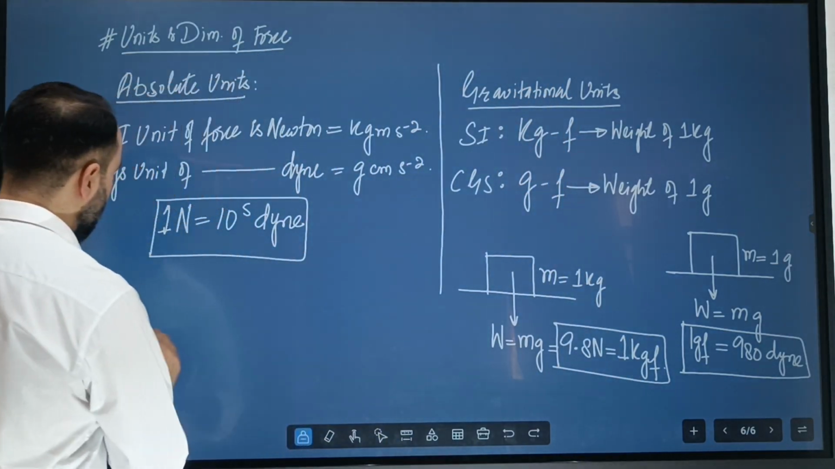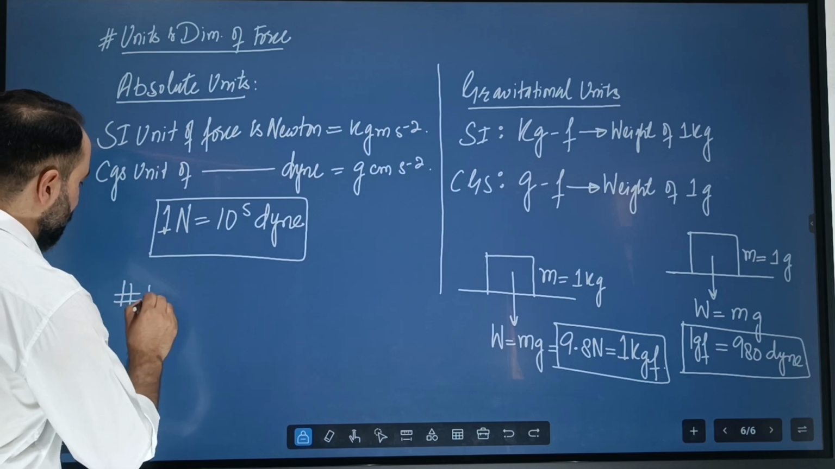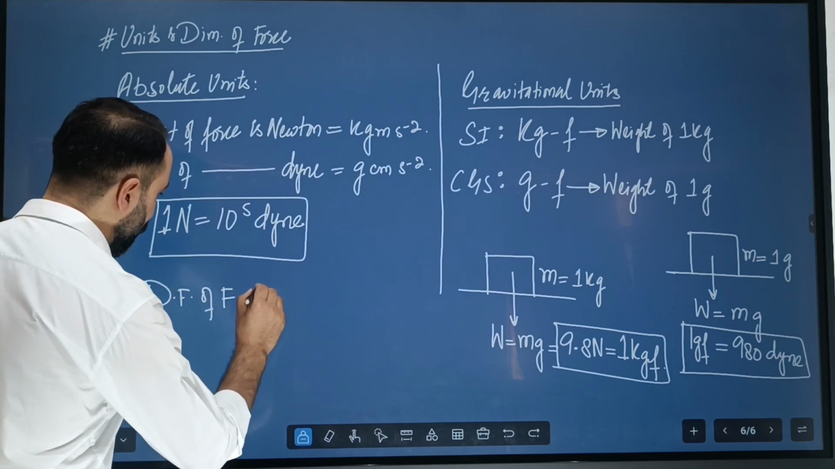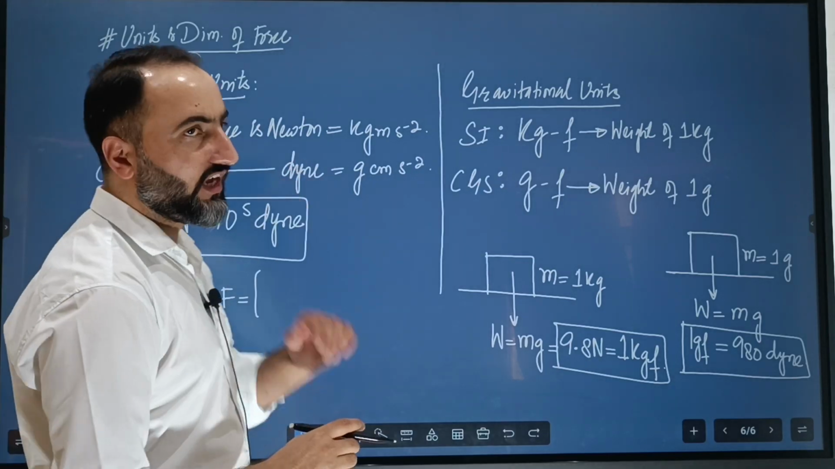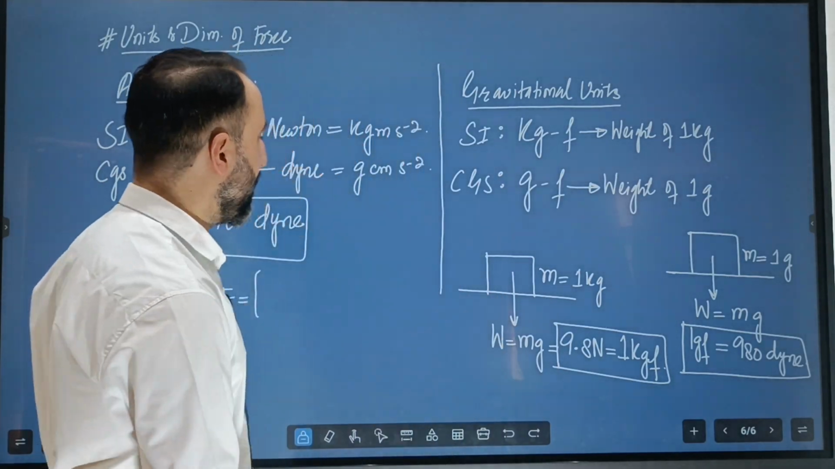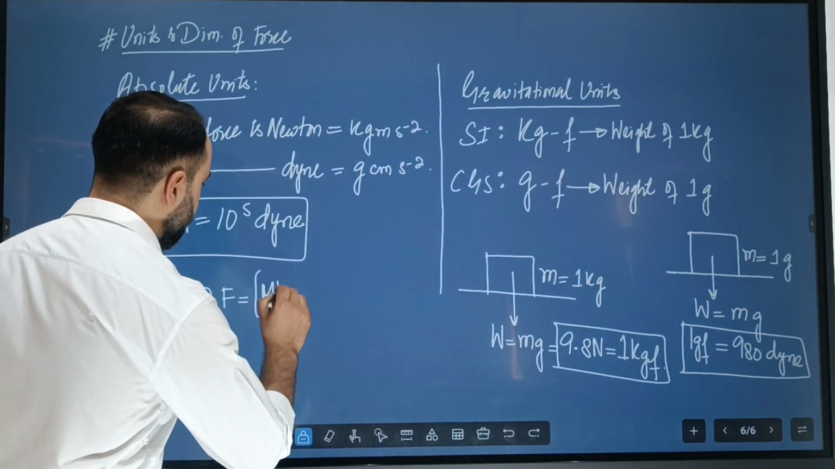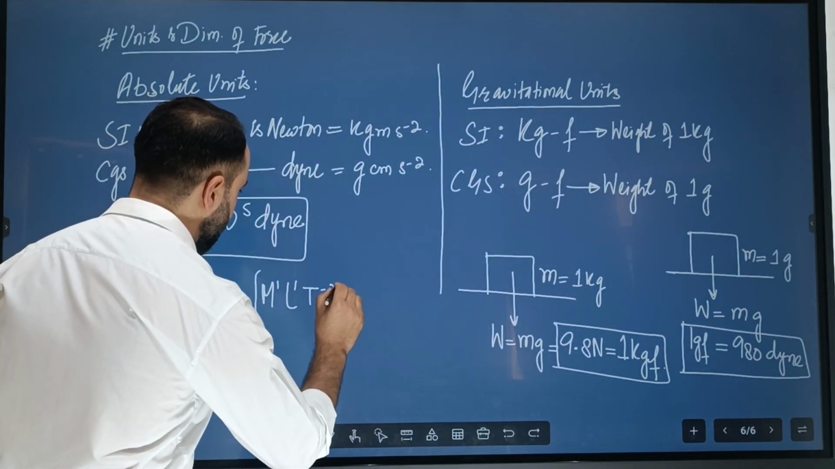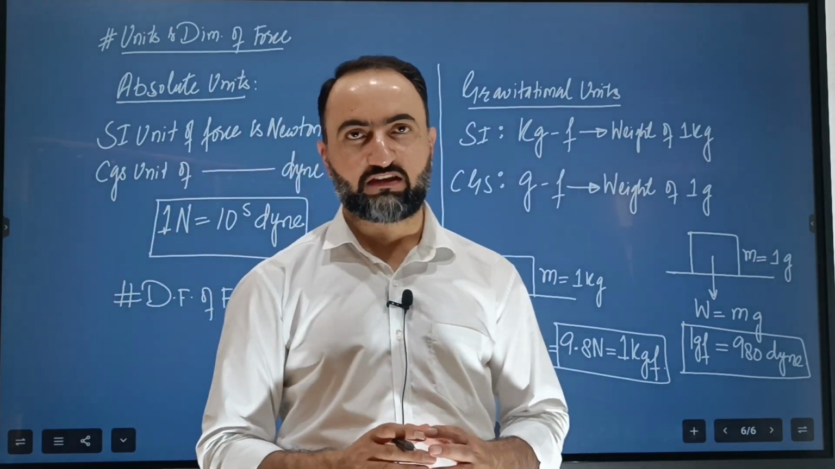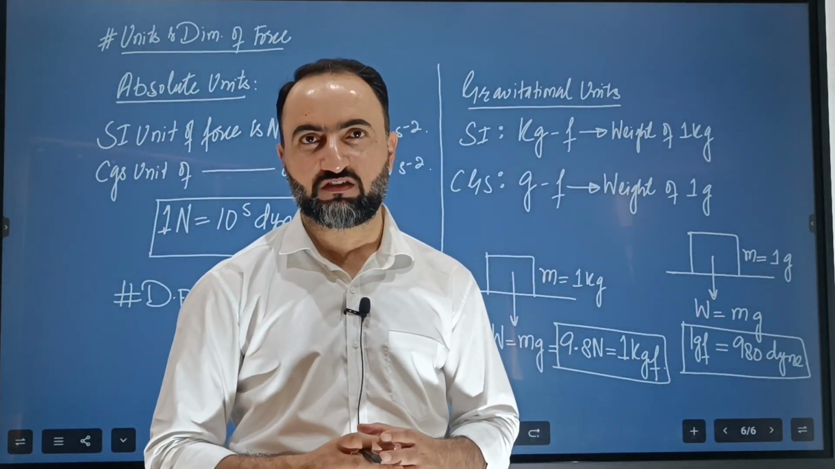Then there is one last point, and that is the dimensional formula. You should know this too. What is the dimensional formula of force? What is its unit? That's Newton or kilogram meter per second square. So what will be the dimensional formula? That will be M^1 L^1 T^-2. That's it.